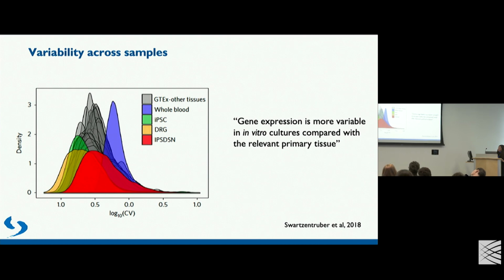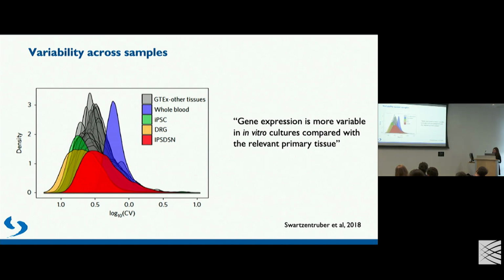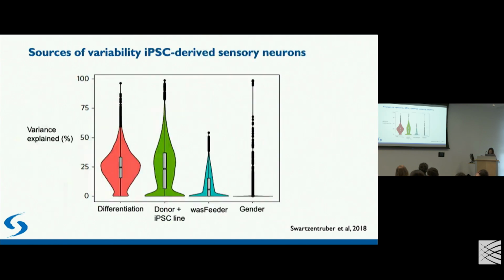A recent study of sensory neurons derived from 100 healthy induced pluripotent stem cell donors calculated a between-sample variance that was larger in these stem cell-derived neurons as compared to the dorsal root ganglion neurons, shown here in yellow, which led the authors to say that gene expression is more variable in in vitro cultures as compared to the relevant primary tissues. They further determined that the larger proportion of the variance was explained by the neuronal differentiation batch, closely followed by the donor iPSC line of origin, so the genetic makeup of each individual line. This, of course, will vary, so the better and more reproducible the neuronal differentiation protocol is, the smaller the variance between batches.